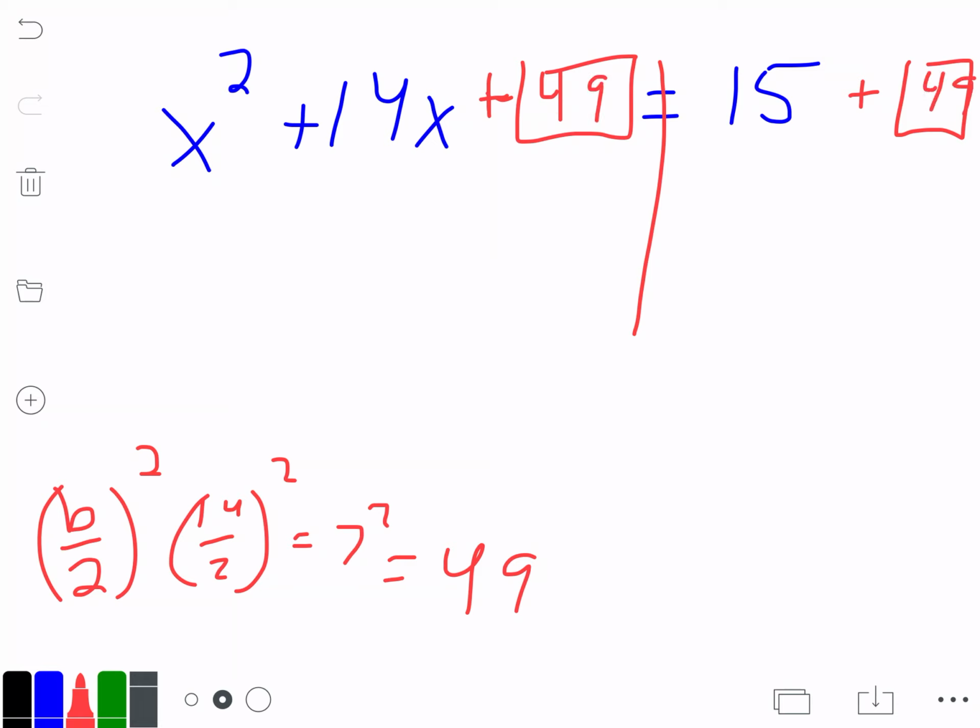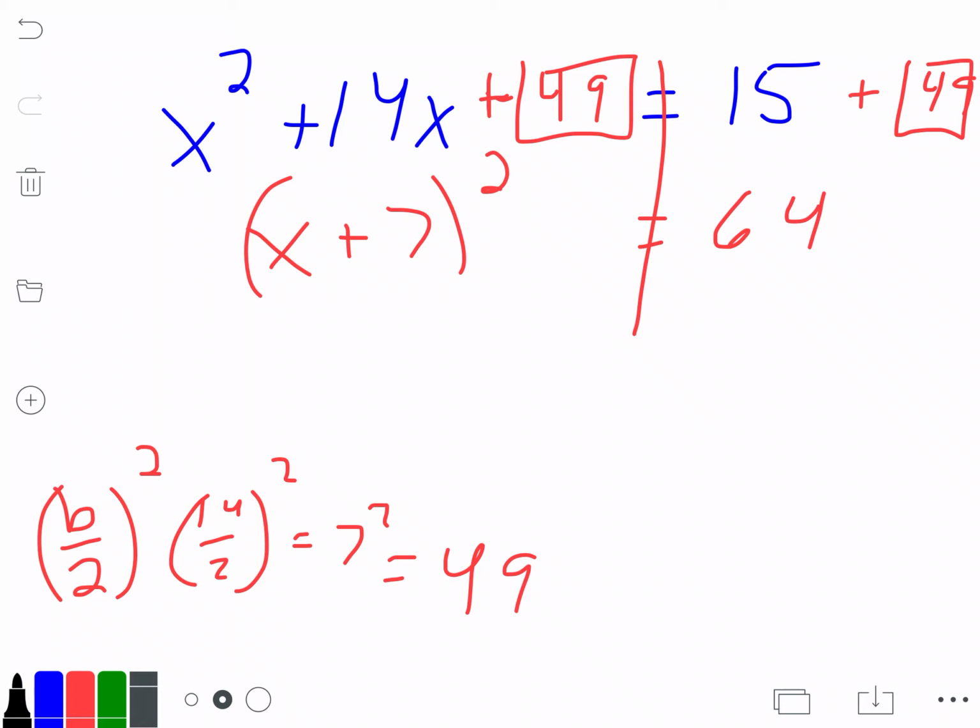49 plus 15 is going to get you a 64. And now on the left side, you see that that's a perfect square trinomial because you just created one. So with the perfect square trinomial, you're going to have (x + 7)² = 64.